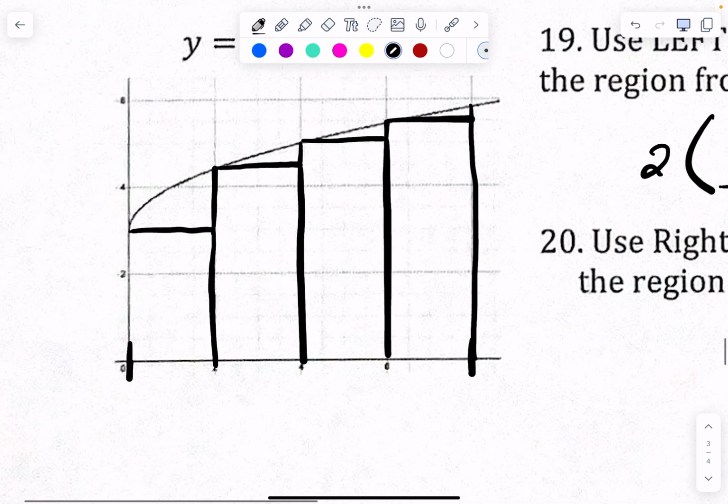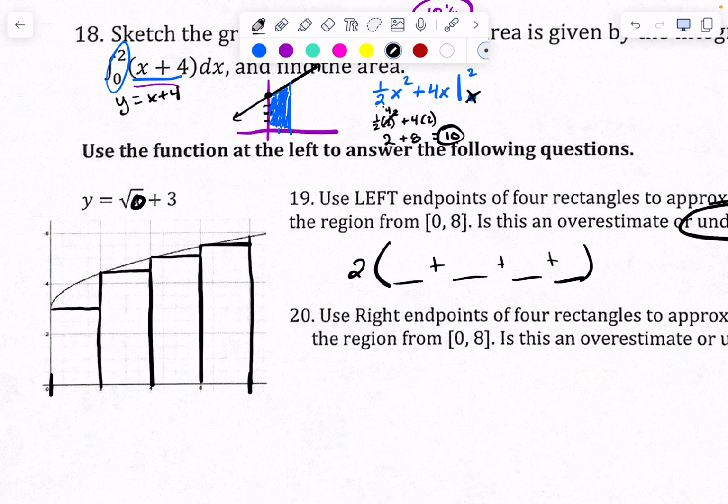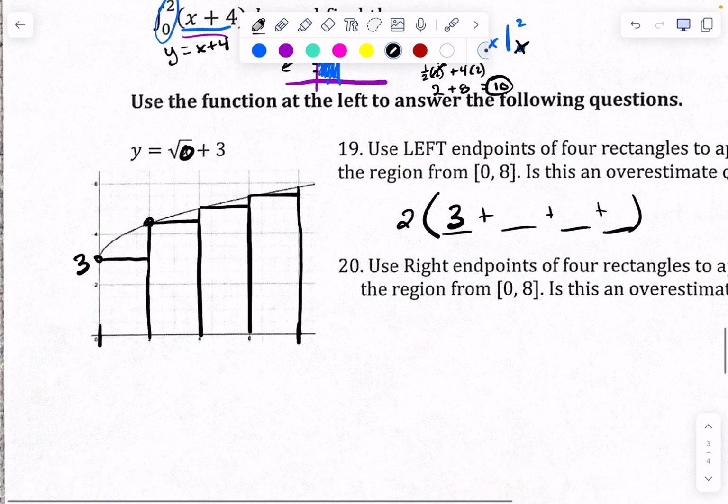Okay, what's the height of the first one? Wouldn't it be 2? Oh, yeah, 2. But you said the height of the first one is 3 because we plug 0 in, we get 3, right? So the height of the first one is 3. All right, now, what are you going to plug in to find the height of the second one? 2. Square root of 2 plus 3 is going to be gross. You're going to get a decimal.